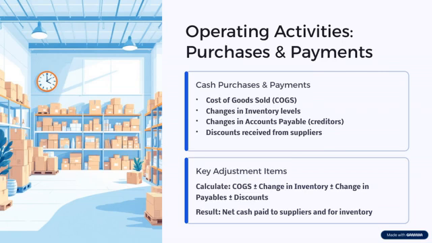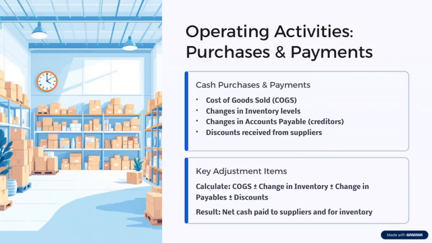Next, we consider changes in accounts payable, which are essentially the amounts we owe to our suppliers. An increase in payables suggests we're delaying payments, so cash outflow is less. If payables decrease, it means we're paying off our debts more quickly. We also need to account for discounts received from suppliers, as these can reduce the actual cash paid. All these adjustments give us the true picture of cash spent on inventory and payments to suppliers.